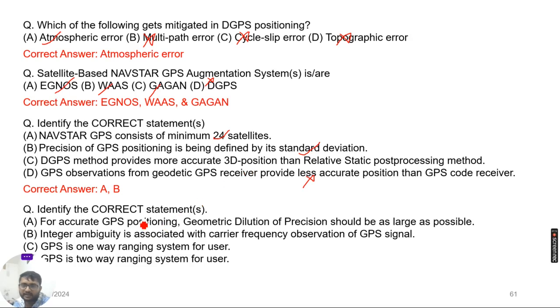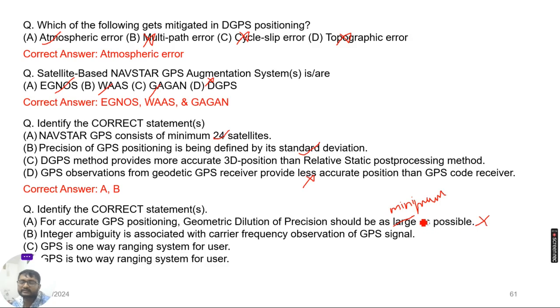Then we have the next one, to identify the correct statement. For accurate GPS positioning, GDOP value should be large. So it should not be large, but it should be as minimum as possible. So this DOP value should be minimum. So instead of large, if it should be minimum, then this option will be correct. But right now it's large, so that's why this option is an incorrect statement.